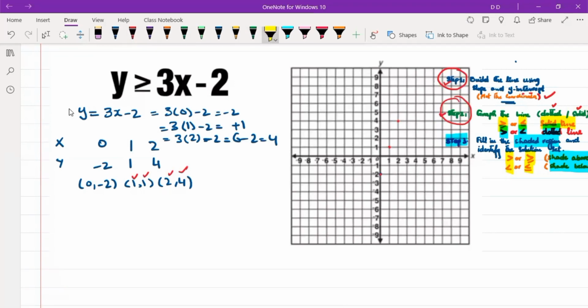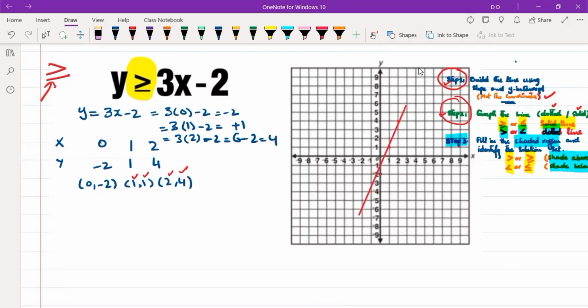Now, second step, I need to choose a solid line or a dotted line. To understand which line we need to draw, I will go to this function and see this symbol. This symbol is telling me it is greater than or equal to. So this inequality sign has equals to with it. So I'll go with a solid line. Let me draw the solid line here.